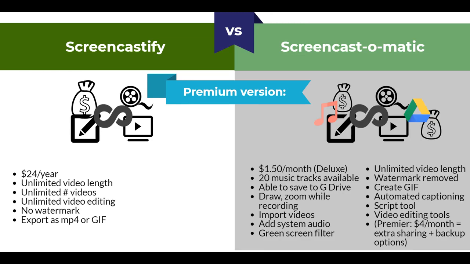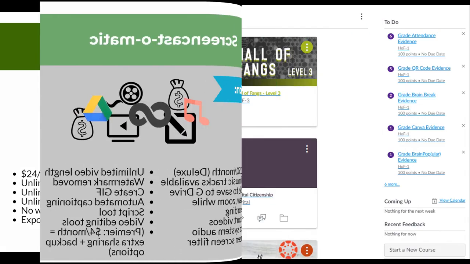You see the biggest differences in the premium version levels. Screencastify costs $24 a year, and all the limits open up, as well as your export options. Screencast-o-matic has two different versions, more music. They add the annotation features that Screencastify has for free, but they have a green screen filter and captioning tools, as well as the script tool. So, depending on your needs, you decide which one works better for you.